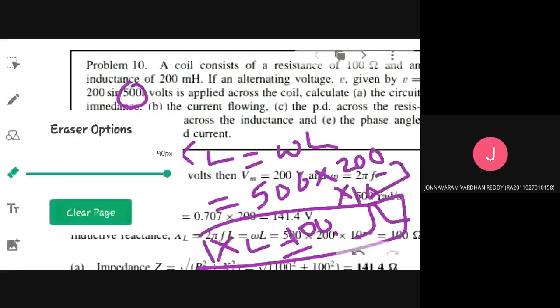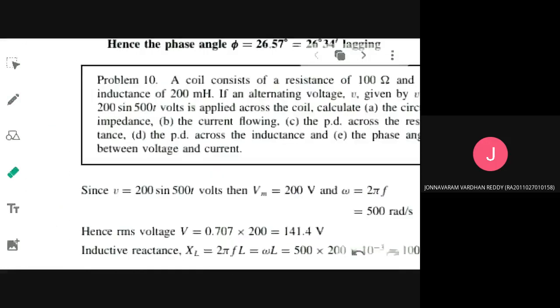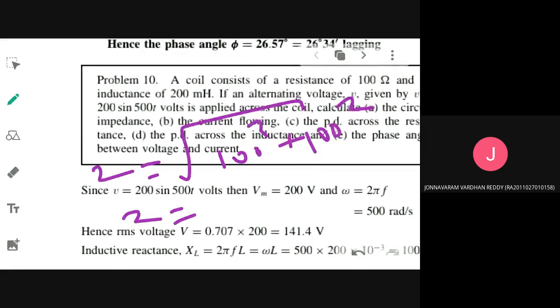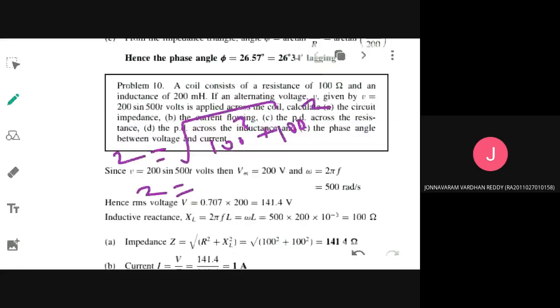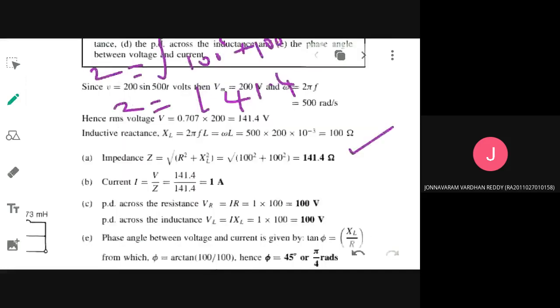Z is equal to root of 100 squared plus 100 squared. So what is the final answer? 141.4. Okay, that is correct. You have solved for impedance. What is being asked next?